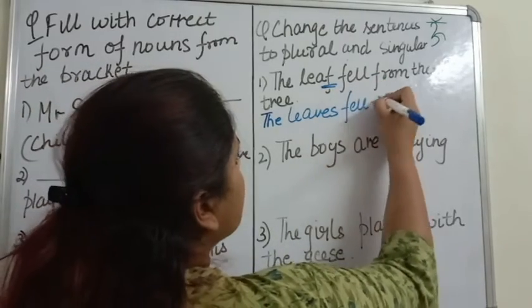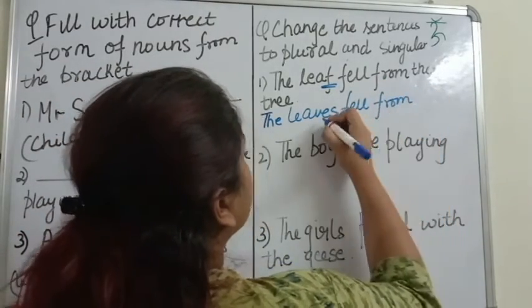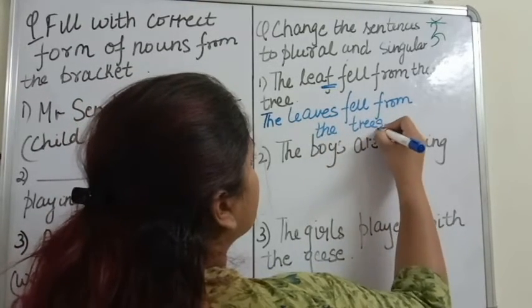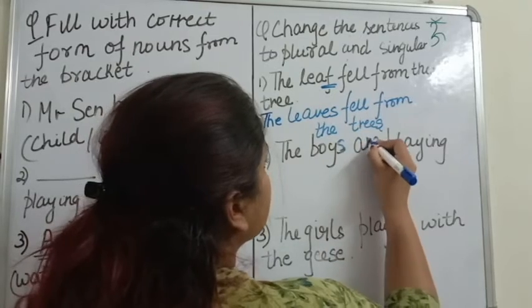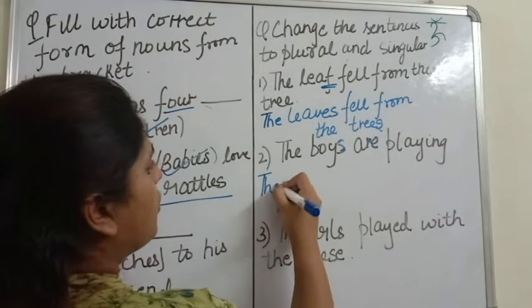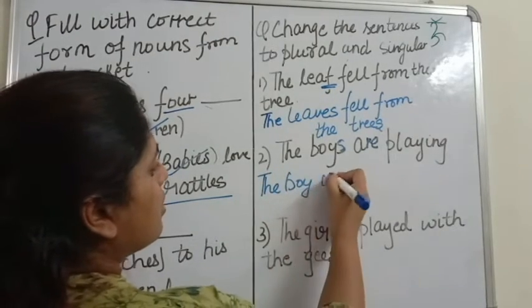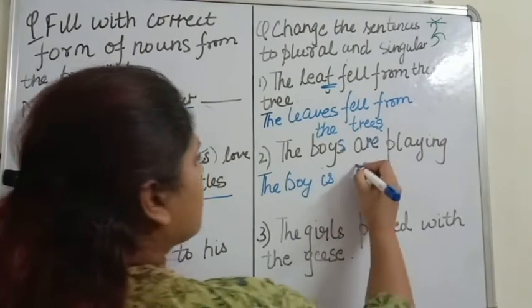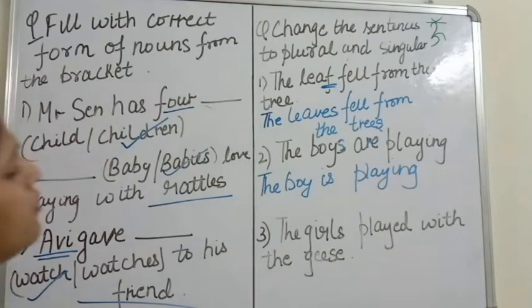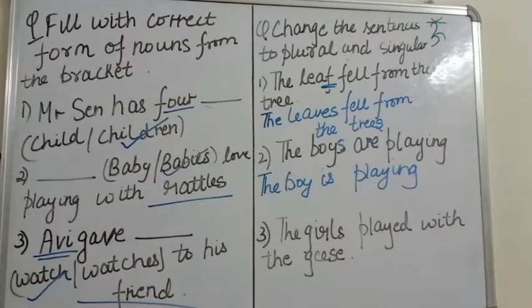The leaves fell from the trees. Right. Okay. Next, the second sentence is the plural sentence. The boys are playing. But to make it singular, it will be the boy is playing. Moving on to the last sentence.